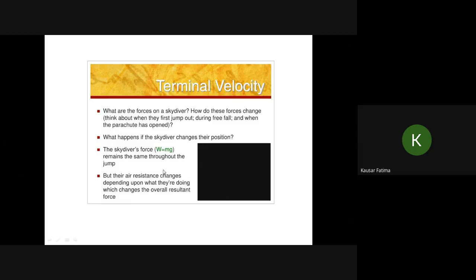In the presence of air, we won't call it g. The acceleration of the skydiver will keep on decreasing. In the beginning, when there is zero air resistance, g will be 9.81 or 10 meter per second square. But when air resistance comes into action, it will act upward, and the downward force will remain equal to the weight, and the resultant force will be what? Downward force minus upward force. It means the resultant force will keep on changing.